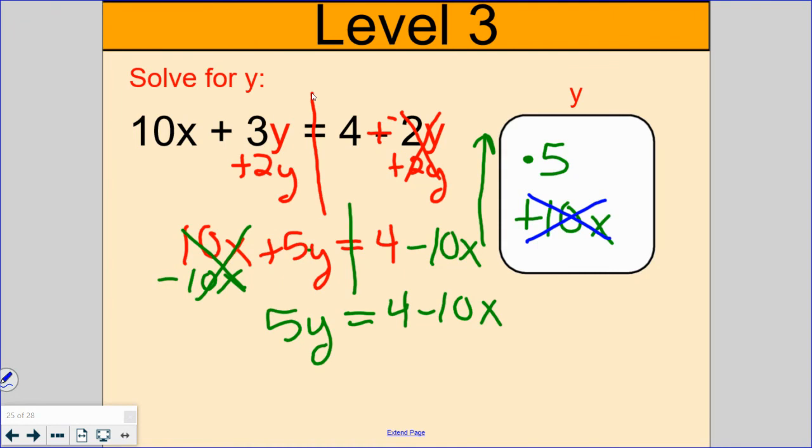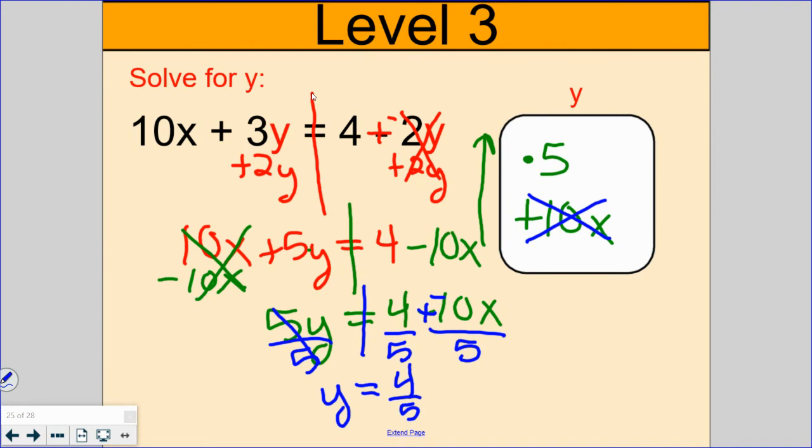Now we need to do the opposite of multiplying by 5, which is dividing by 5. Got to do both sides. And remember, it's easier to do each one separately. Remember that this subtract is the same as adding a negative. So 5 divided by 5 is 1, and y equals 4 over 5. Fractions are fine. We're going to leave it right like that. And we're going to have plus negative 10x divided by 5 is negative 2x.